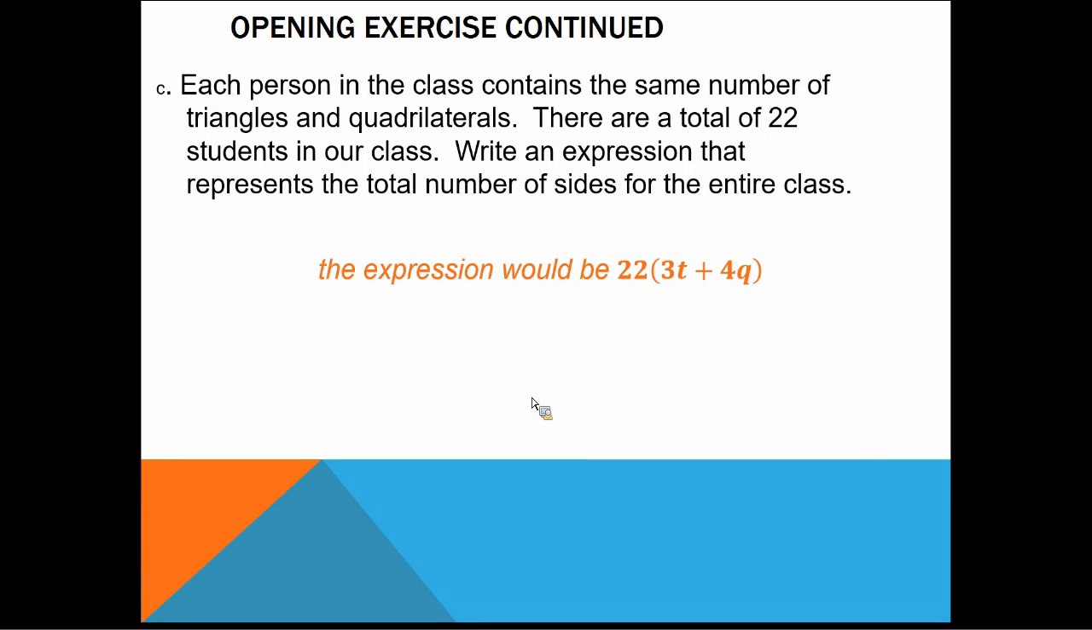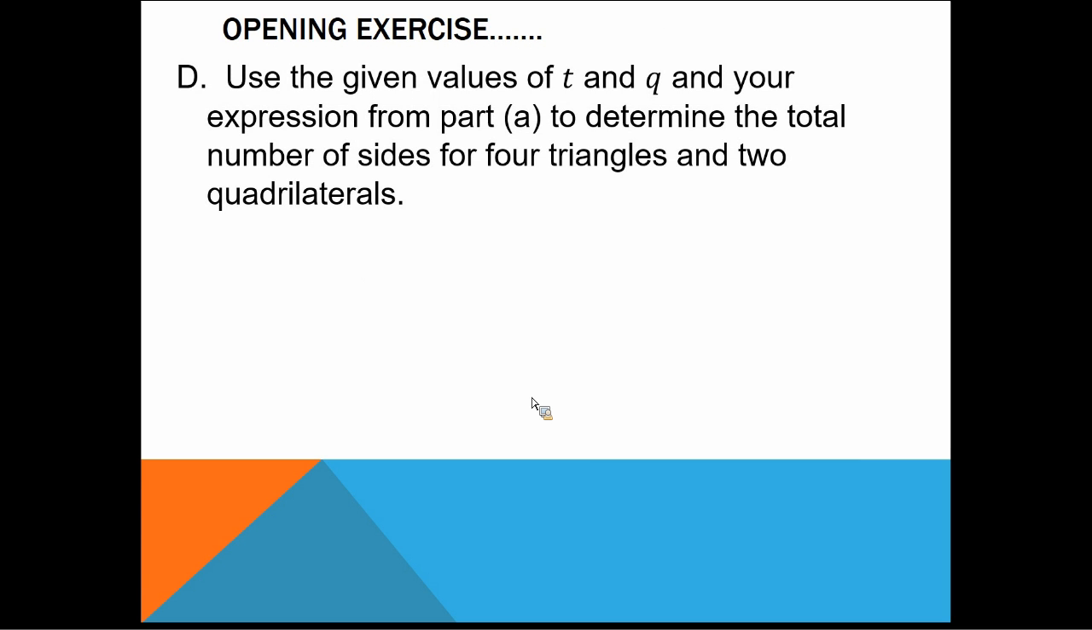Let's continue on to part D. For part D, use the given values of t and q in your expression from part A to determine the total number of sides for 4 triangles and 2 quadrilaterals. Okay, so the given values for t and q from part A, we have the picture of the 4 triangles and the 2 quadrilaterals. So we're going to plug those values in to the expression from part A. Well, our expression from part A was 3t plus 4q, so we're going to plug in 4 for t, because we have 4 triangles, and 2 for q, because we have 2 quadrilaterals.